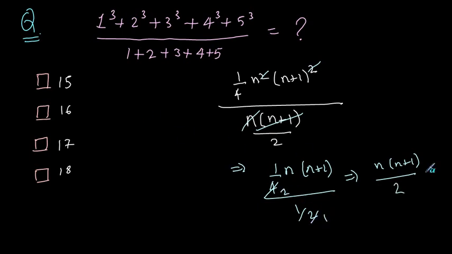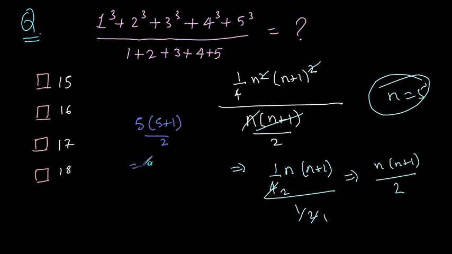Now the answer is quite simple, you just have to put the value of n. Here n equals 5, so just put the value of n. 5 into 5 plus 1 by 2, that is 5 into 6 by 2, which comes out to be 15. So the answer is the first option, 15.